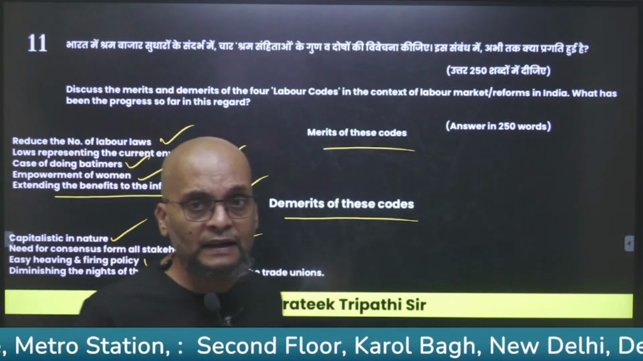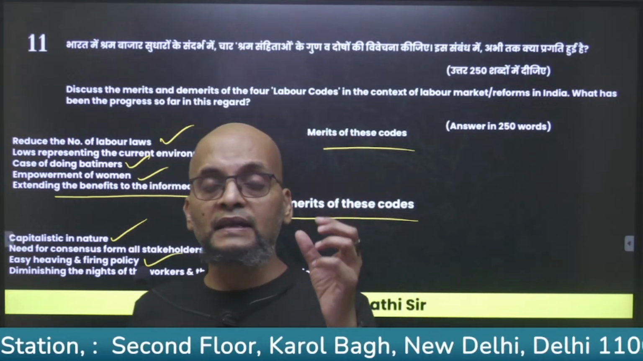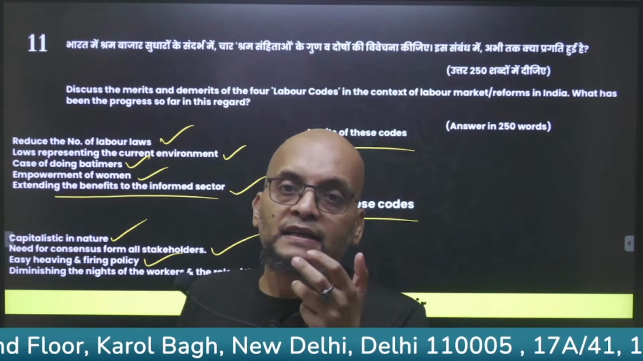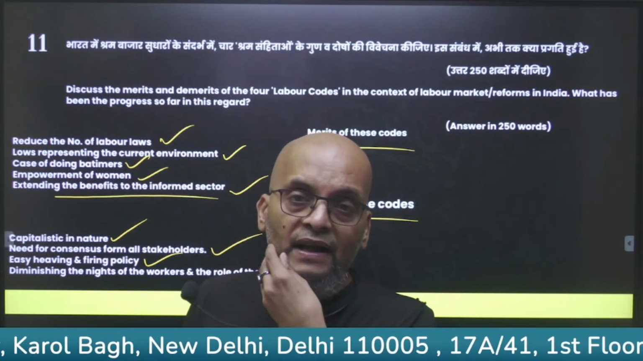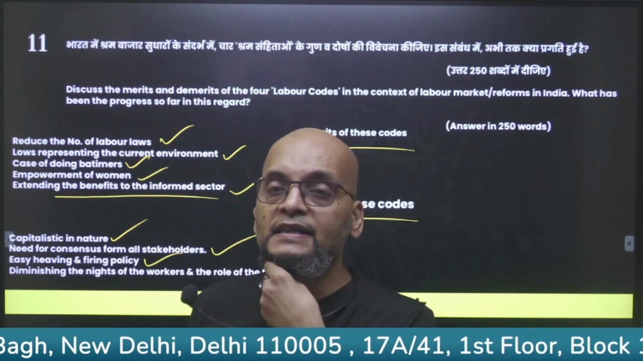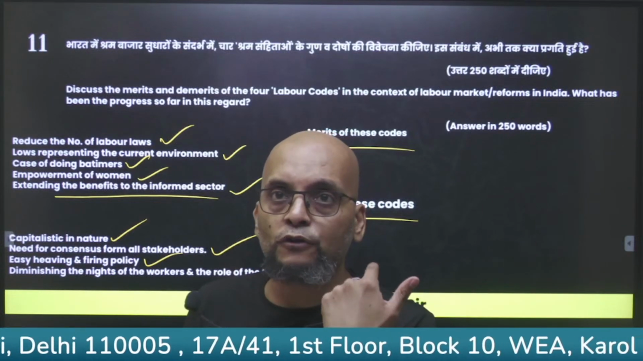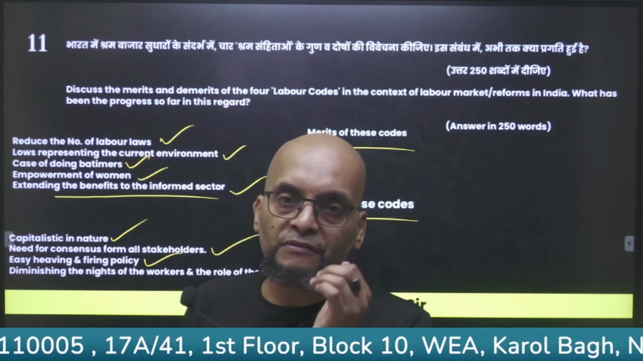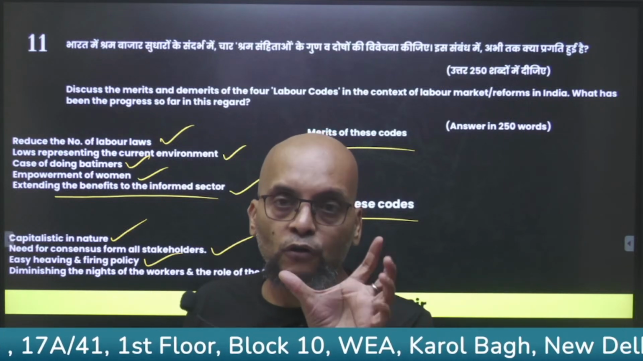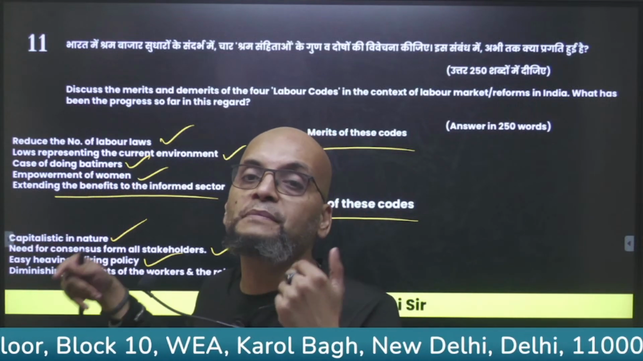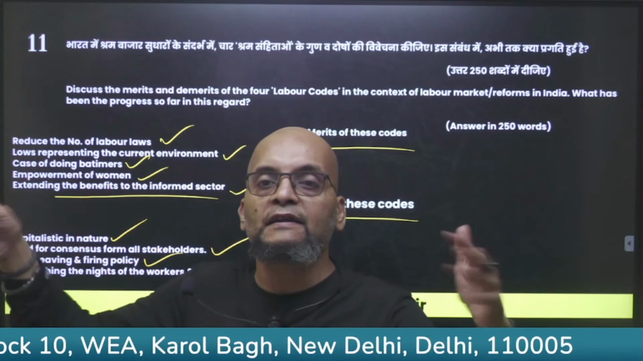Next is the easy hiring and firing policy. See, the labor laws were framed, and one of the main objectives was that firms could not fire the laborers that easily, that when there is a need, when there is a season, they hire, and when there is no requirement of labor, then kick them out. So to prevent it, labor laws were made, one of the primary reasons. But these new labor laws have actually made it easy for a firm to hire and fire the laborers.